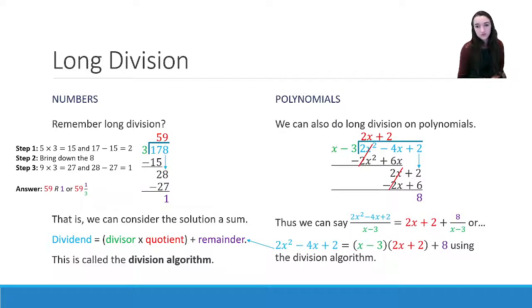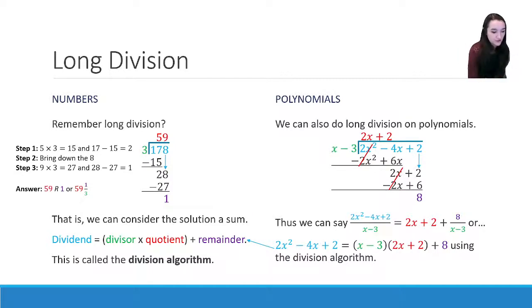Or 2x squared minus 4x plus 2 is equal to the divisor times the quotient plus the remainder, or (x minus 3) times (2x plus 2) plus 8. Either way, you're giving the same information. It's just that the second way is a bit more formal. It uses the division algorithm, and we'll see why that's important when we look at one of our theorems later on. But for right now, just understand that these do mean the same thing.